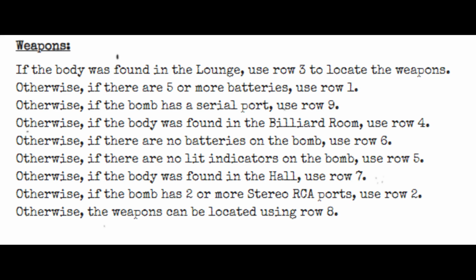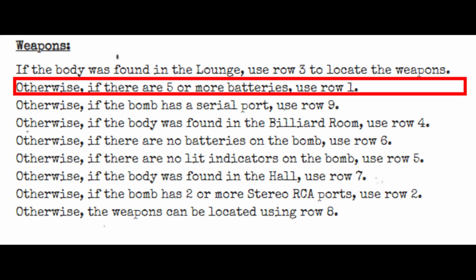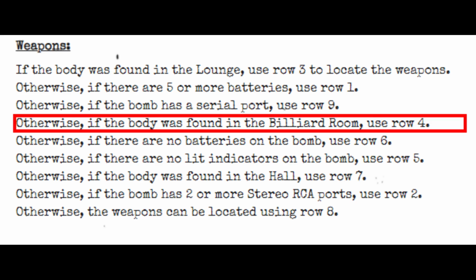Now let's do the same thing for the weapon row. The body was found in the lounge. Nope. There are 5 or more batteries. No. The bomb has a serial port. No again. The body was found in the billiard room. Yes, so we must use row 4 for our weapon row.